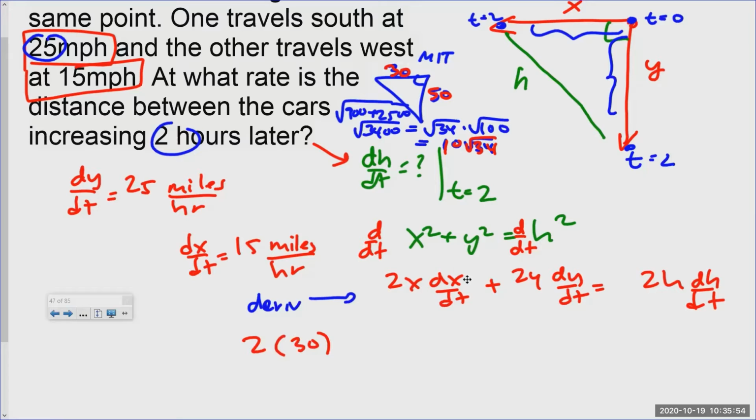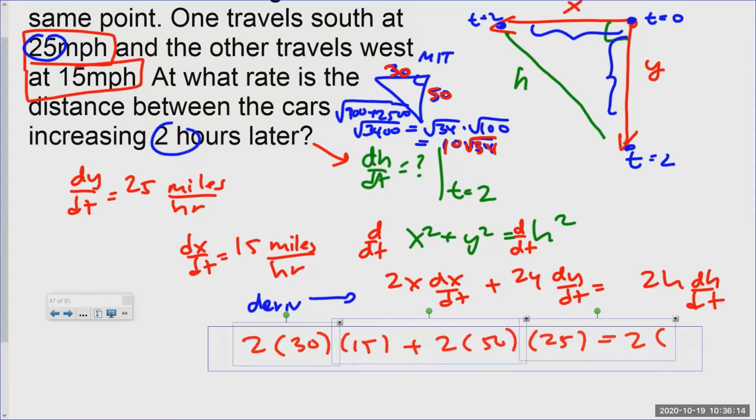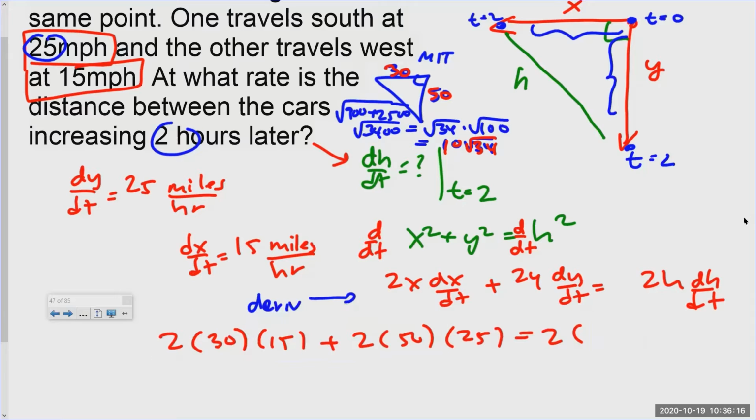Do I know dx dt? Okay, 15 plus 2 times y. Okay, what's my y? 50. Do I know dy dt? Is it 25? Okay, equals 2 times h. Do I know my h? That's the square root of 3,400, right? So that's going to be 10 times the square root of 34. And again, if you want to put it in the square root of 3,400, that's totally fine. It will still work out. And I'm trying to find dh dt. So I'm basically done. This is my equation. It's just an algebra equation that I need to solve for.